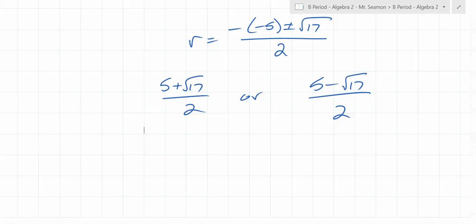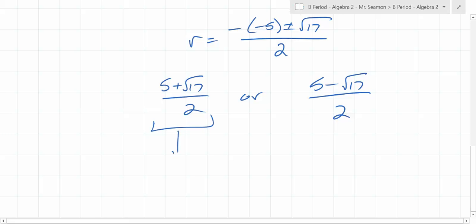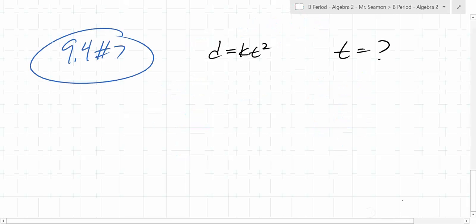So you need your calculator. Do this for me right now. Use your calculator and tell me to the nearest tenth what each of these are. 2 answers. Solving for t, what should I do first?